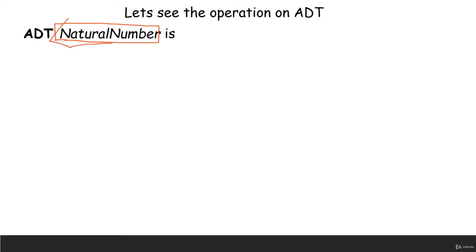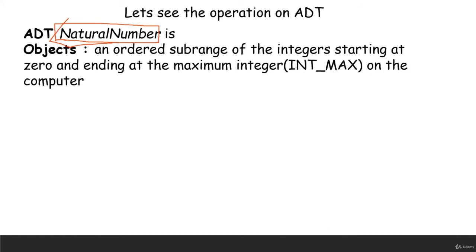Let's see the operations on ADT. ADT natural number means what operations could be done on natural numbers. But listen to me very carefully. I'm not asking anything about which data structure you are using for performing a certain type of task on it. Okay. Objects: an ordered subrange of the integers starting at 0 and ending at the maximum integer. Okay, this is INT_MAX on the computer.